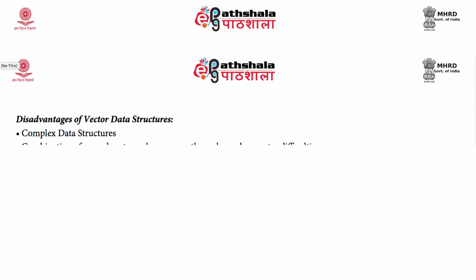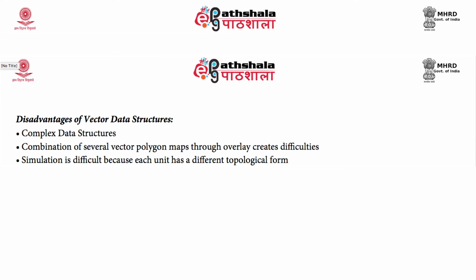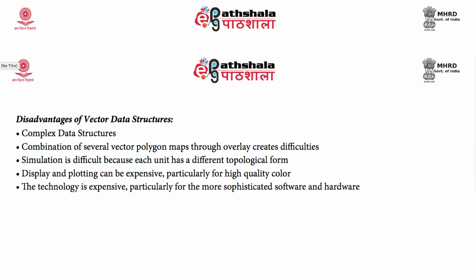Combination of several vector polygon maps through overlay creates difficulties. Simulation is difficult because each unit has a different topological form. Display and plotting can be expensive, particularly for high quality colors. The technology is very expensive, particularly for more sophisticated software and hardware. Spatial analysis and filtering within polygons are possible.